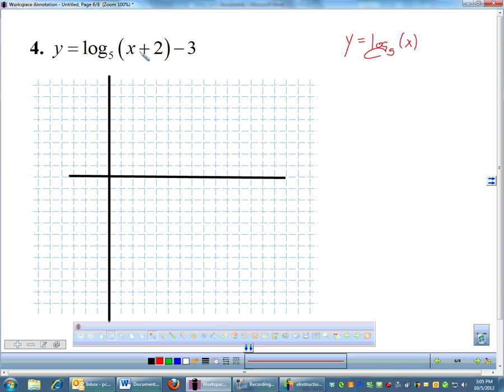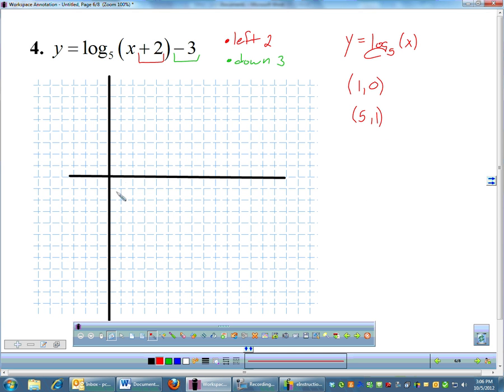And then the transformations: I see a +2 inside with the x, and then I see a -3 outside the log. The +2 is going to move me to the left 2 units. My -3 is going to move me down 3 units. And then I'm going to start with log base 5 of x. Well, if you remember, log base 5 of x is going to go through the ordered pair (1, 0) and (5, 1). So I'll plot (1, 0) and (5, 1).